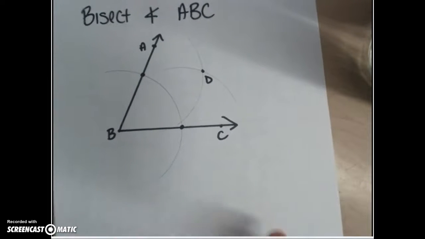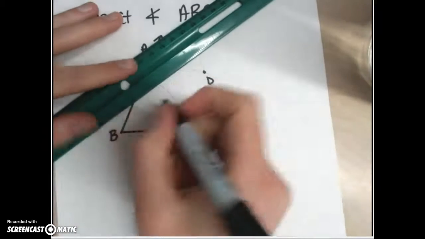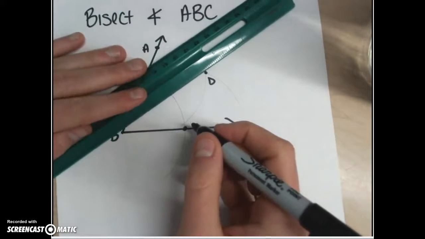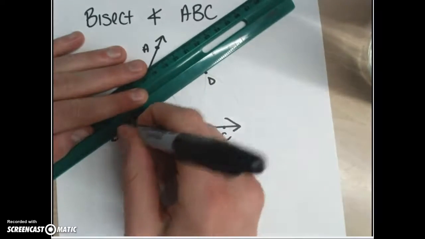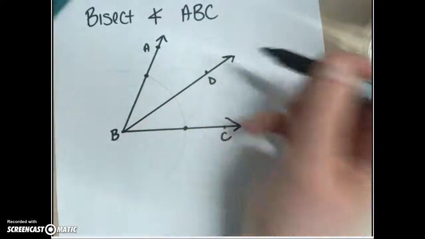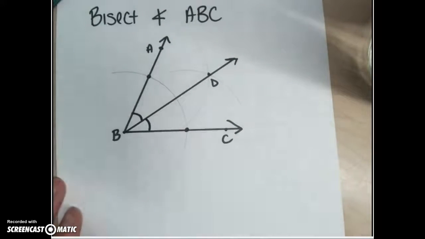And now we can use our straight edge, and you absolutely want to use your straight edge. Do not do this freehand. All right, so we're going to want to place our straight edge right on point D, right on point B, and extend. Okay, by doing that, we've now created 2 congruent angles.